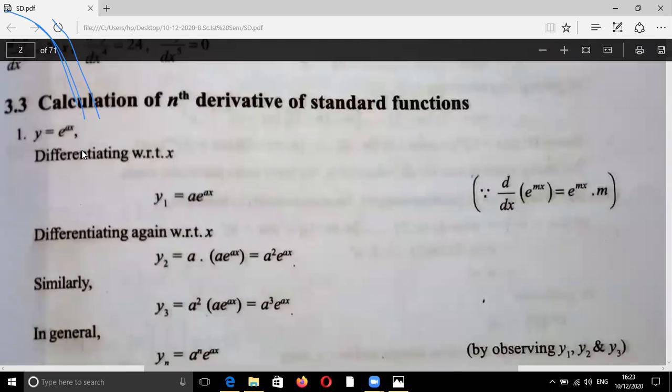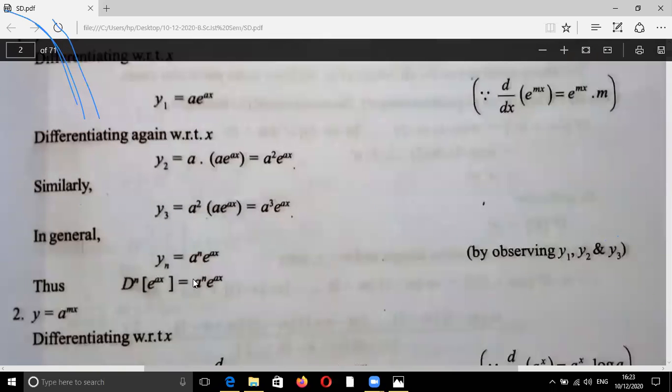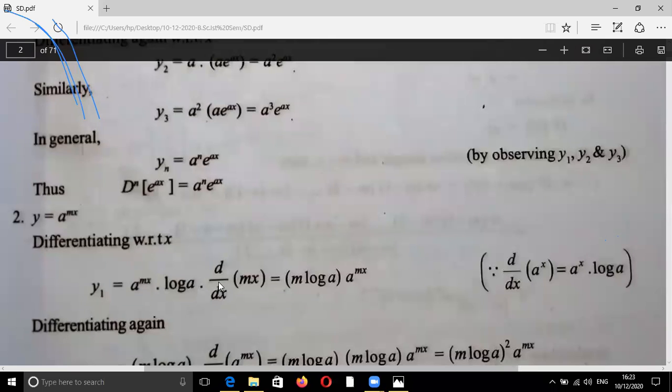This is the process. First y is given, then you differentiate and get y1, y2, y3, then you generalize and write yn. Now you got the nth derivative of e to the power ax equal to a to the power n into e to the power ax. Okay, now the first one is over. We have to remember this to do the problems.